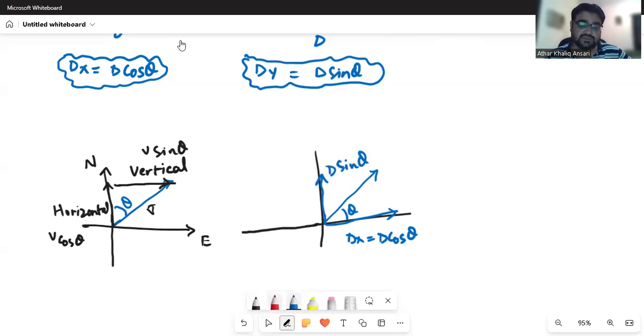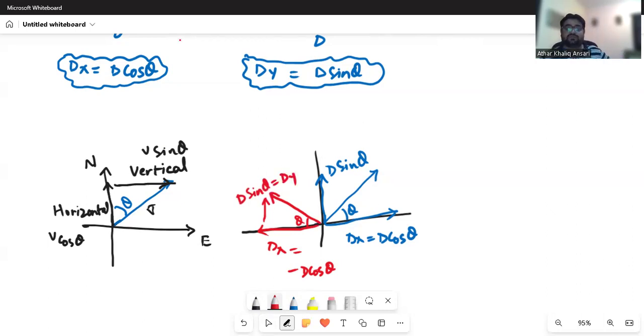But on the other hand, if the vector is in this coordinate, that is in the negative direction, and theta is given here, similarly this will be dx, but this time dx will be negative because it is in the negative direction, so it will be negative d cosine theta. But dy in this case is upward, that is positive, so you can say d sine theta is dy. So this is how we can change our calculations according to the component.